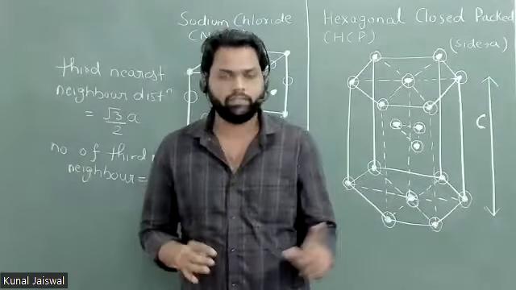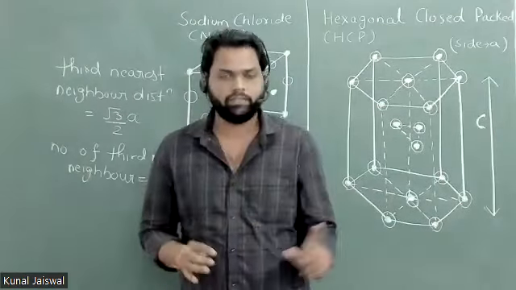So all these distances will be a. This distance will also be a, and this, this, this, and this will be a. And this atom will be in touch with all the 6 atoms present at the corners. Understood this point?